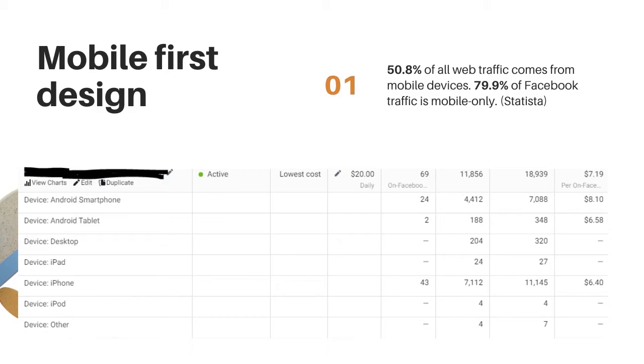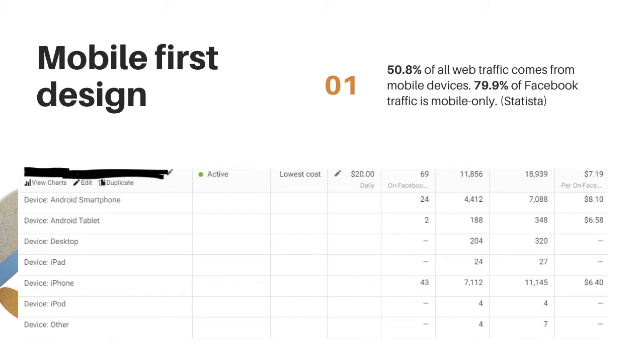The screenshot here is from a campaign, and you can see that of these 69 total leads generated, all but 2 have come from smartphones. And the other 2 actually came from a tablet. So no leads have actually been generated on this Facebook campaign from desktop devices.